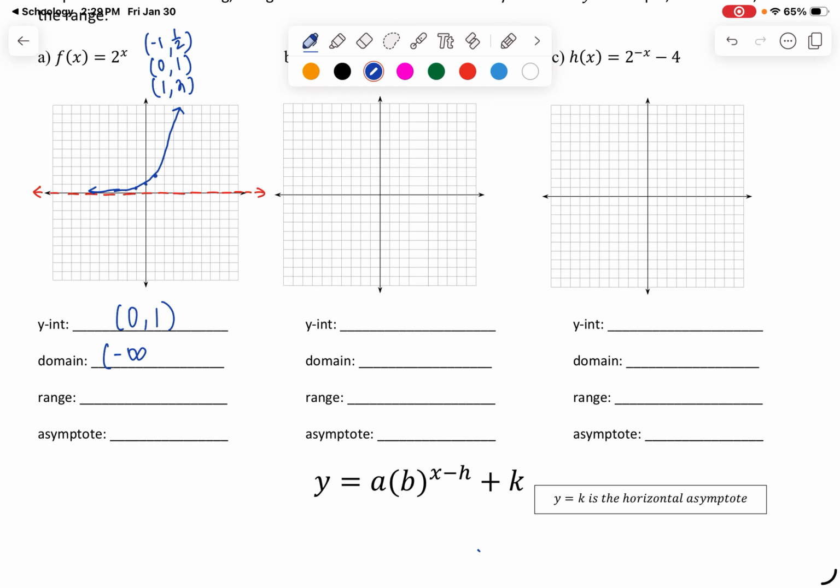Domain, all real numbers. Your range, the lowest it goes is that asymptote of 0, but it doesn't touch it, so parentheses, and then it goes up forever. The asymptote, once again, was y equals 0.